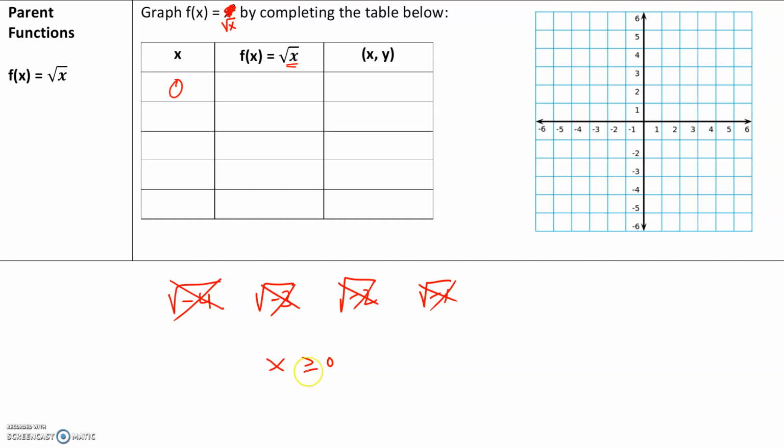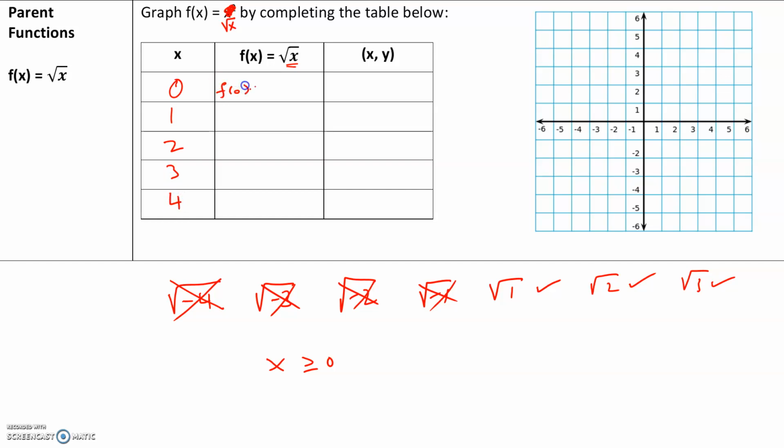And then I can pick any number that's greater than or equal to 0, because the square root of 1 is a real number, radical 2 is a real number, radical 3 is a real number. So I can pick any numbers that are greater than or equal to 0. I'm going to pick 0, 1, and since my graph is limited to only 6, I'm just going to pick 2, 3, and 4. Those will be my 5 points.